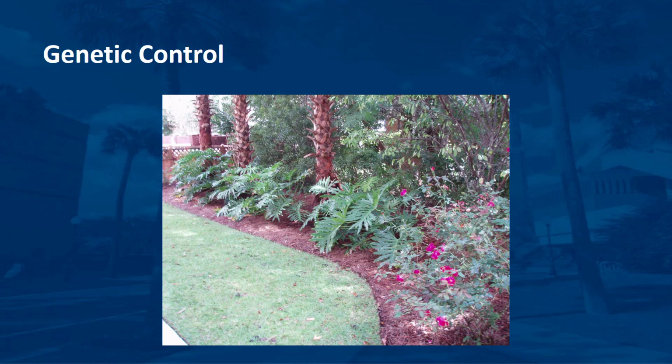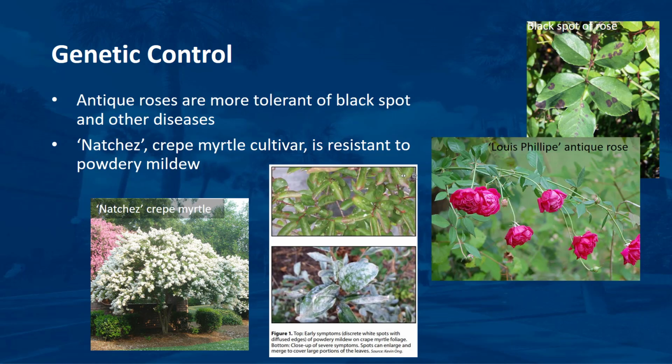However, there can be differences in the relative susceptibilities of cultivars to some pathogens, which should be considered when and where appropriate. Antique roses, for example, are generally more tolerant of black spot and other diseases than most of the more recently developed rose hybrids. Natchez is a crepe myrtle cultivar that is commonly used in Florida because of its resistance to powdery mildew. Many cultivars of ornamental plants can be found with some level of resistance to the targeted plant pathogen. Merely choosing and planting these cultivars will reduce disease problems and can be considered as your first line of defense.